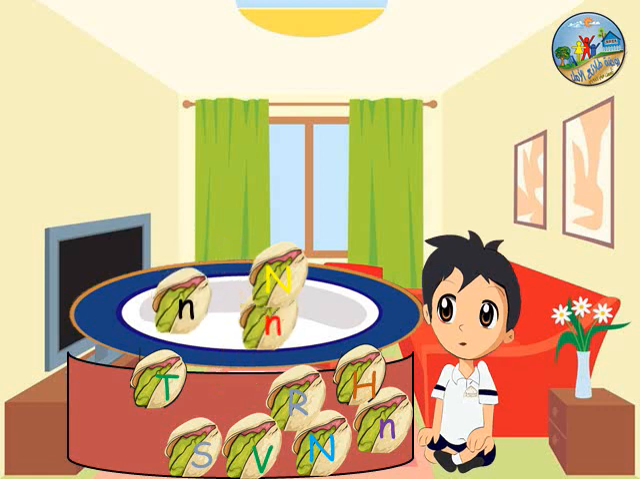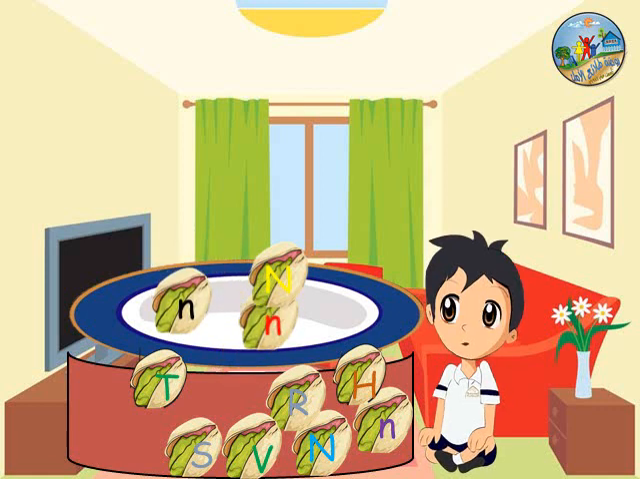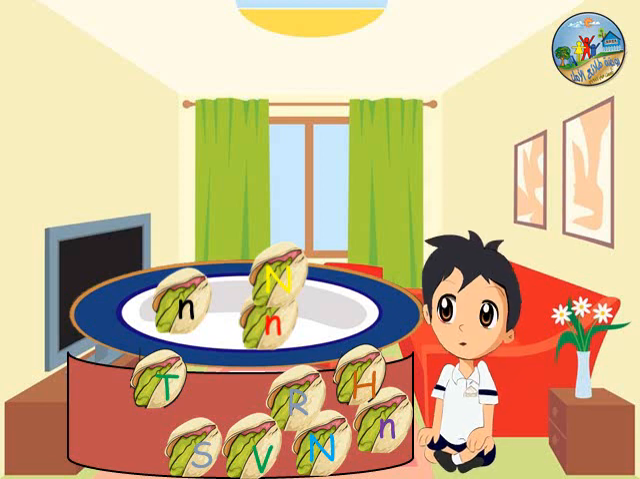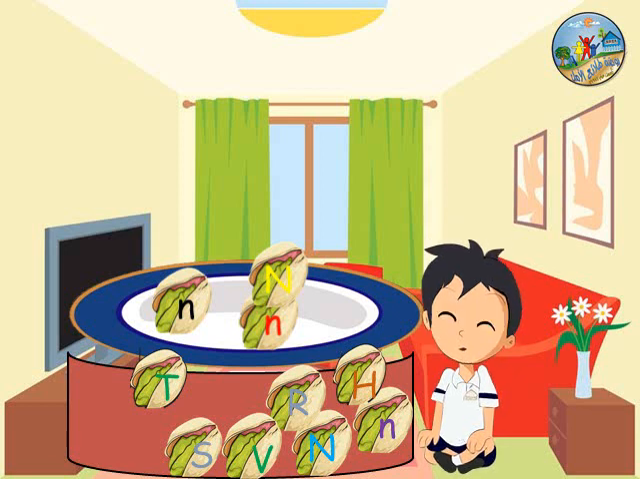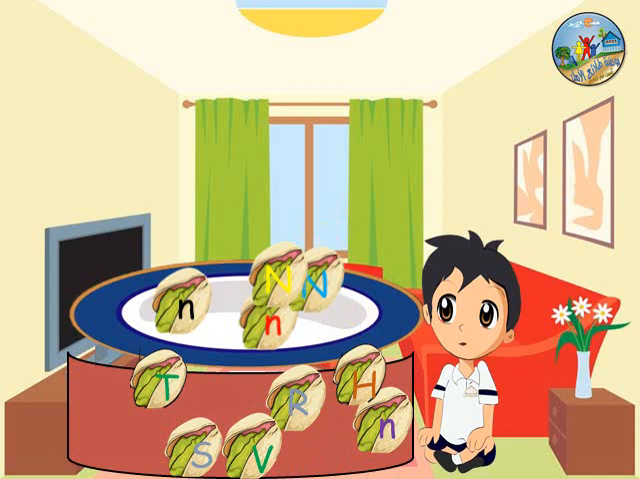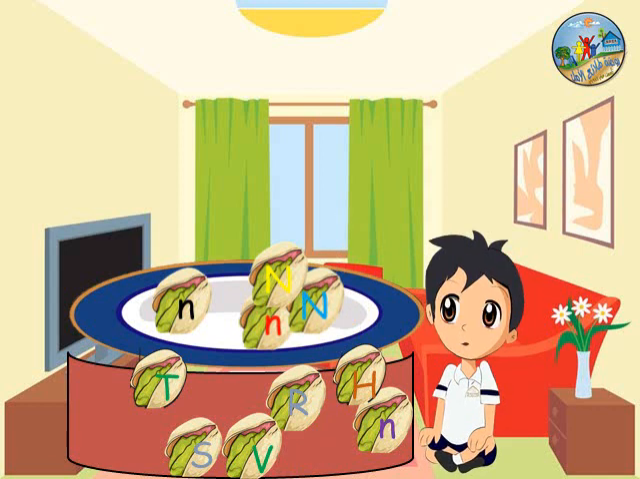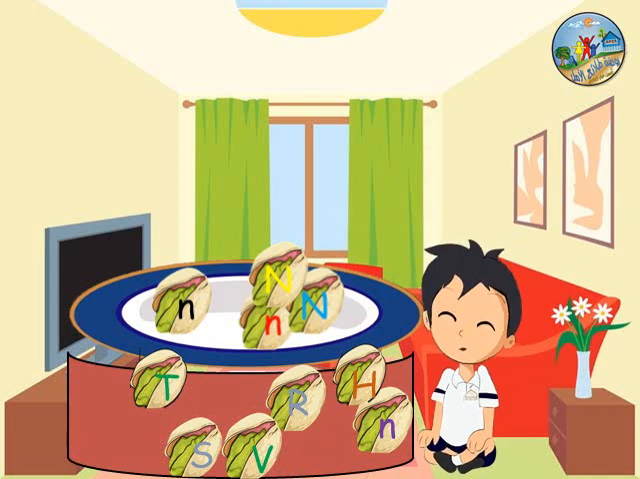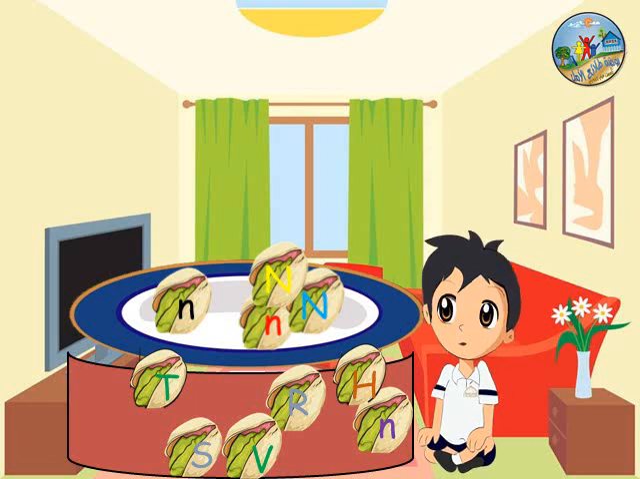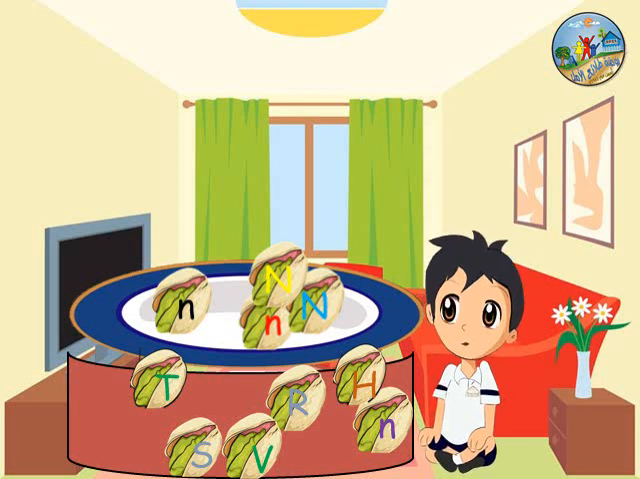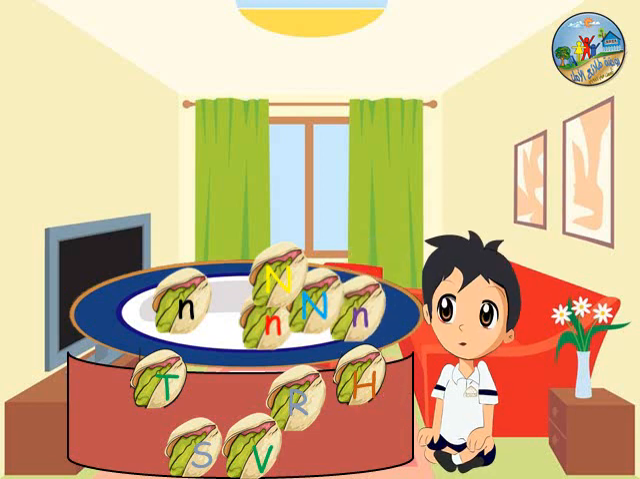Where is capital na? Is it blue, purple, brown? It's blue. Correct. Where is a small na? Let's see. Yes, the purple one. Excellent. Good job.